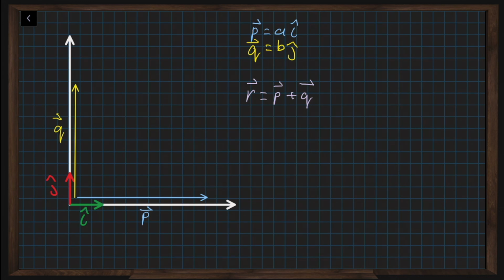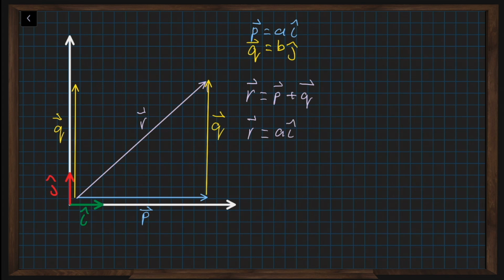So we do that same vector addition again, starting at the tip of p. We then draw the vector q. There we go. And then our vector r will be drawn from the base of p to the end of q. And this is r. But when we write that out, r is equal to p, but we know that p is equal to ai, and then plus q, but q is equal to bj. We now realize that a and b are actually the x component and the y component of r.